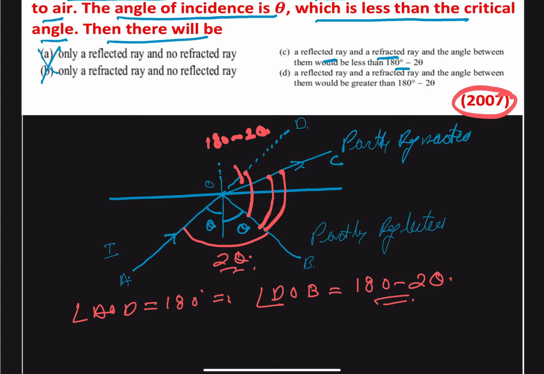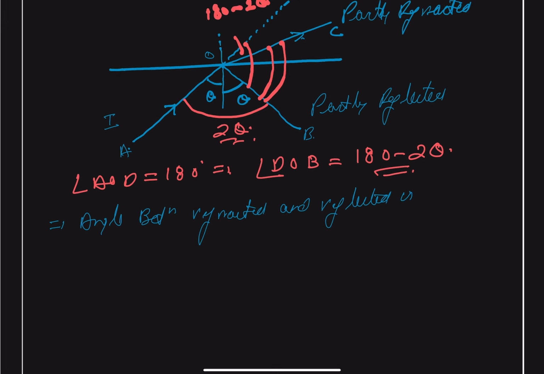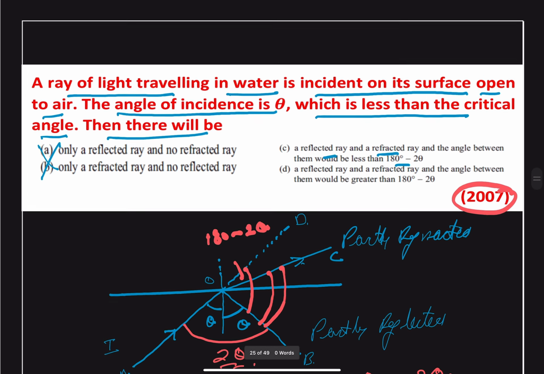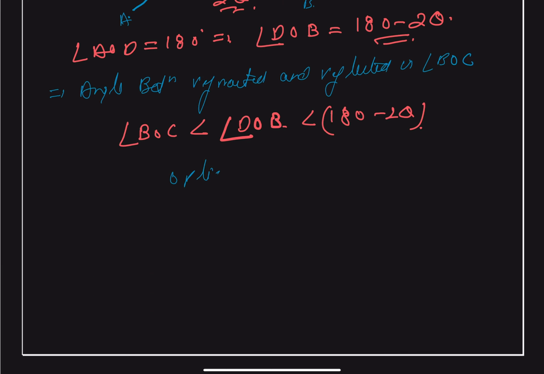Therefore the angle between the refracted and reflected rays, that angle is angle BOC, and angle BOC is clearly less than angle DOB, that is, less than 180 minus 2 theta, and option number C is the correct one. Option C is correct.